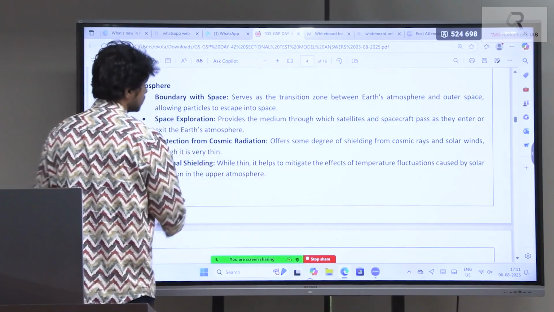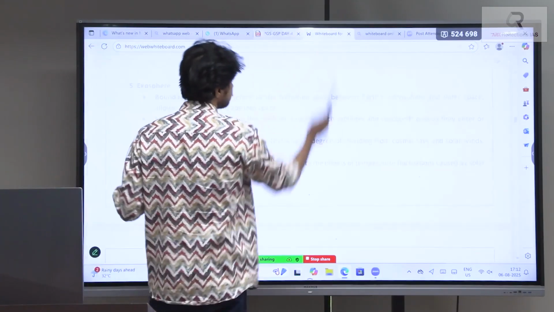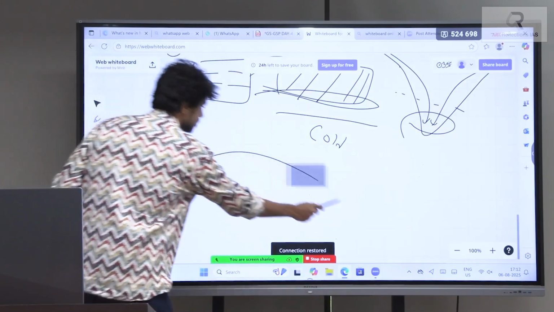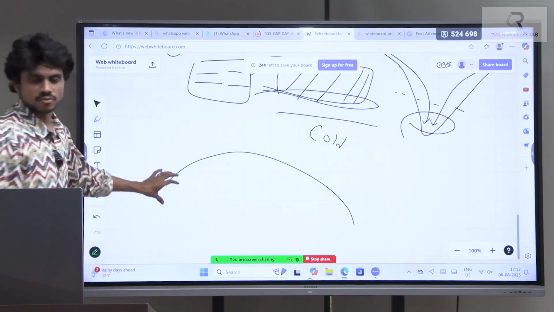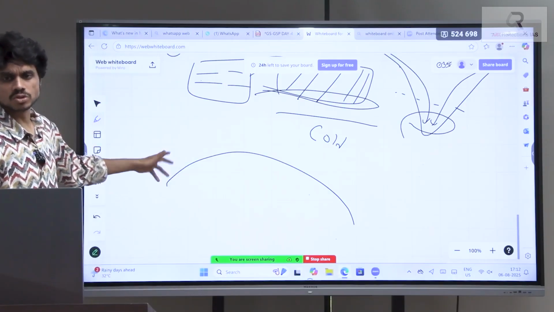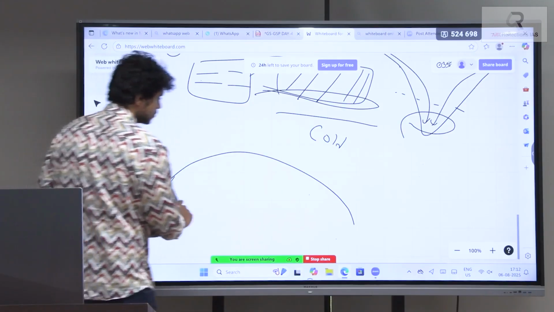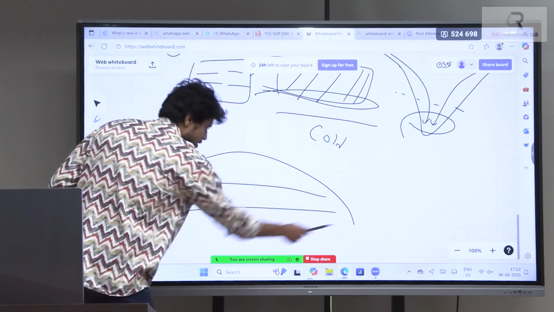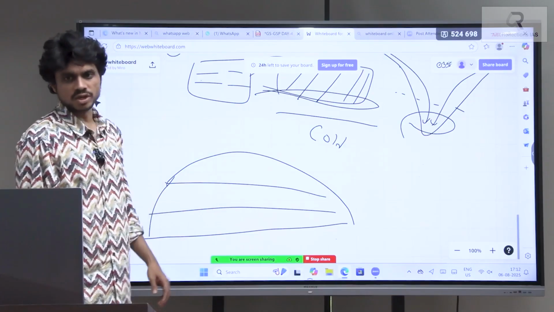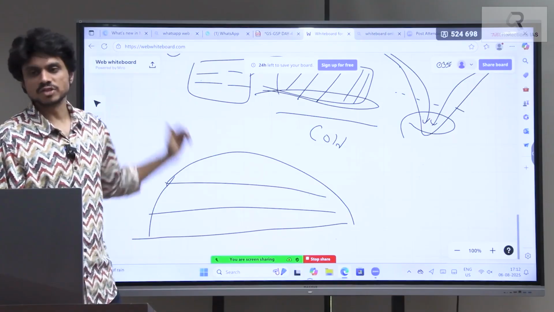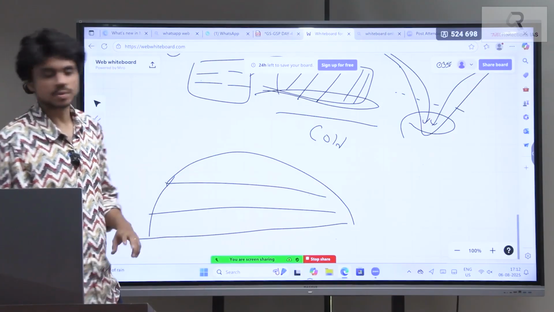So, what is the atmosphere? The atmosphere is a thin blanket of gases. What are those gases? Hydrogen, oxygen, nitrogen, all those things. Now this atmosphere has various layers that we have discussed. Every layer has its own uniqueness: troposphere, stratosphere, mesosphere, thermosphere, and within the thermosphere there is the ionosphere, and then finally the exosphere. Exosphere is the end.